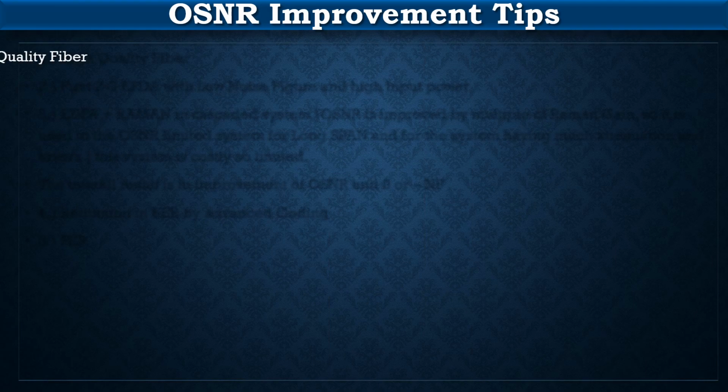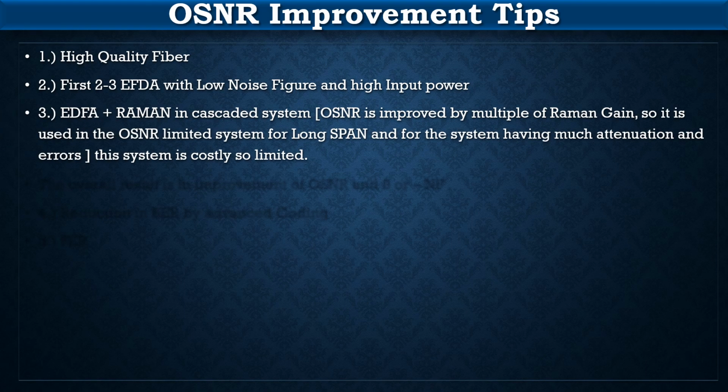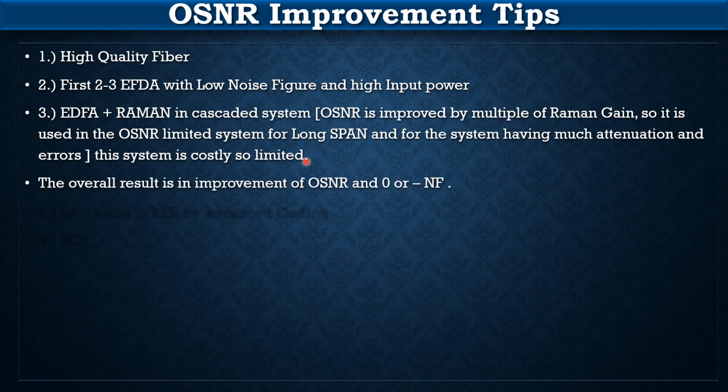OSNR improvement tips. If you are using high quality fiber, OSNR can be improved. Use the first two to three EDFAs with low noise figure and high input power. EDFA plus Raman in a cascaded system: OSNR is improved by the multiplication of the Raman gain. It is used in OSNR-limited systems for the longest spans and for systems having much attenuation in the fiber. This system is costly, so it is limited. The overall result is improvement of OSNR and near zero noise figure.